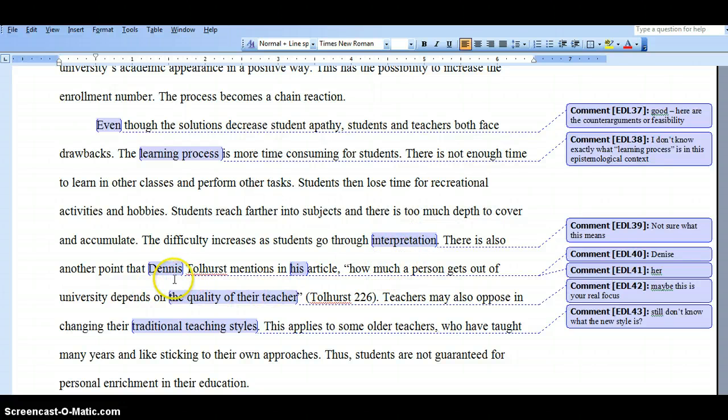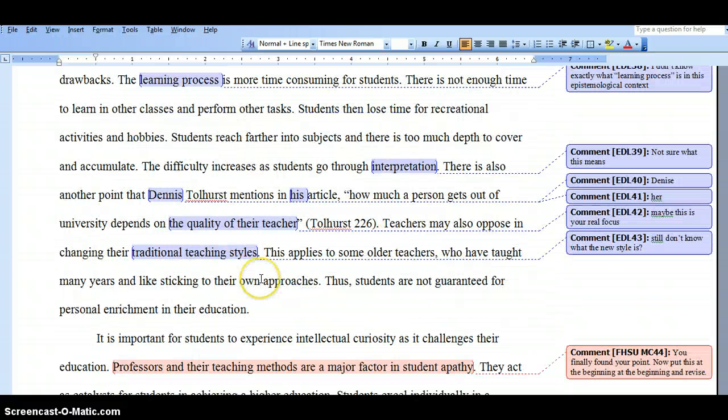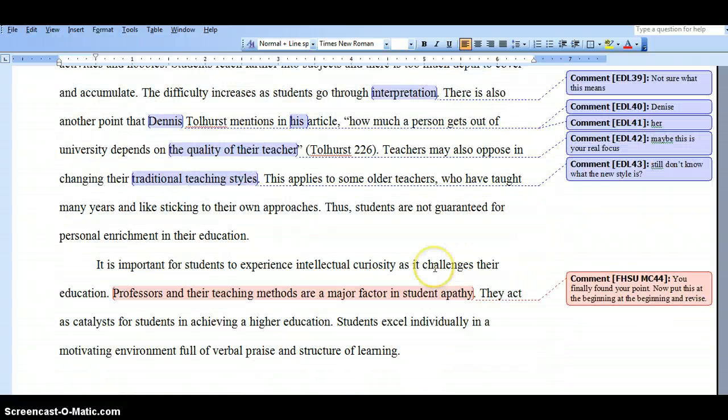Spelling, again, it's Denise. Maybe that's where you get the confusion of the pronouns. And again, maybe this is your real focus. Sometimes in papers it leads you to a place that maybe you're not expecting, but maybe you want to go there. You can still focus on student apathy as a problem, relate it to teaching methods, and your solution is to change teaching methods. That would be good. You might change your research a little bit.